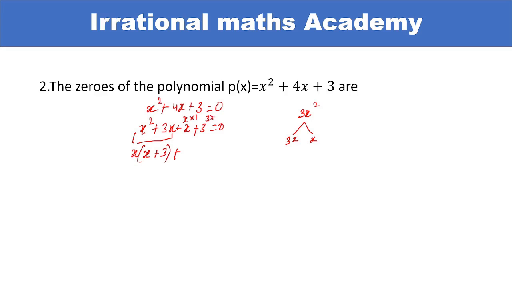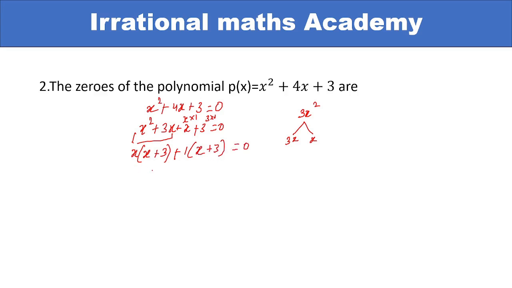Plus, in this I can write 3 as 3 into 1. So 1 I'll take common. So x is left here. Which sign is there? Plus sign is there. What is left here? 3 is left here. Equal to 0.